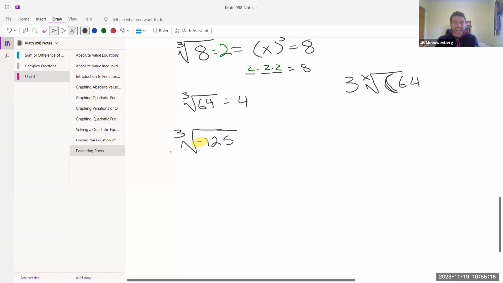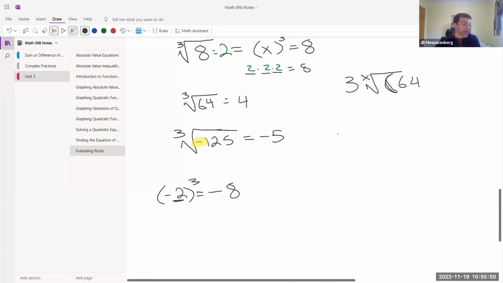What happens if you cube a negative number? What happens if you take some negative number to the third power? It's a negative times another negative. That's always going to end up to be a negative answer. So if we took negative 2, for instance, that's negative 2 times negative 2, which is 4, times another negative 2 would be negative 8. So it's okay to take a cube root of a negative number. In this case, it's going to be a negative 5.